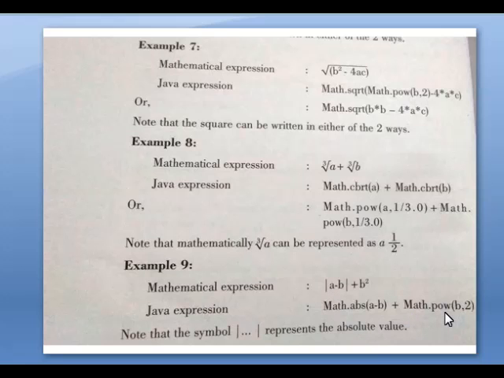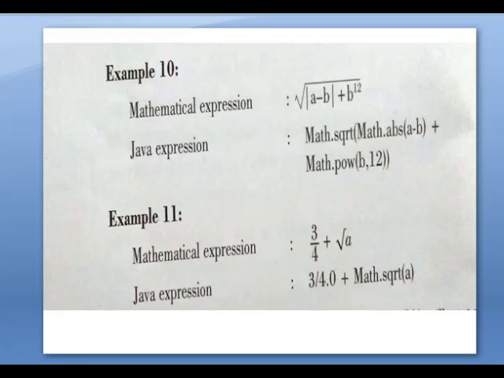Now example number 10. The square root is common to all of this, and this is the absolute value. So Math.sqrt of, that is in the outer bracket, then Math.abs of a minus b plus Math.pow of b comma 12. Then example number 11, the mathematical expression is like this: 3 upon 4 plus square root of a. So the Java expression is 3 upon 4.0 plus Math.sqrt of a.